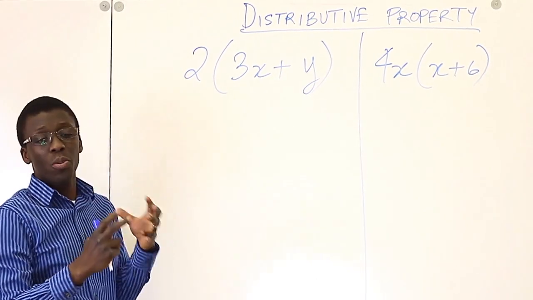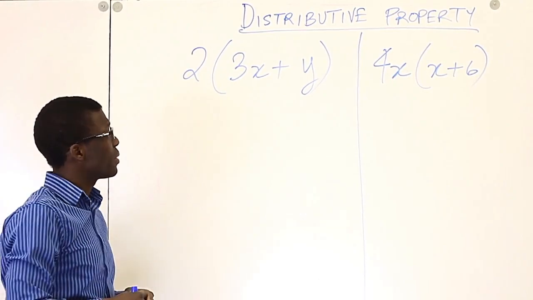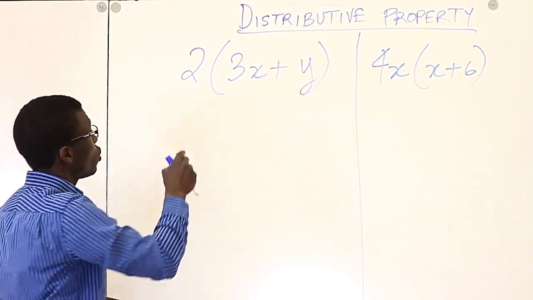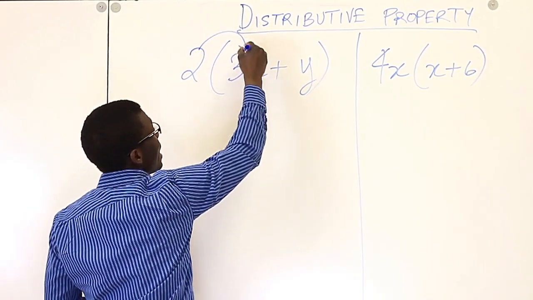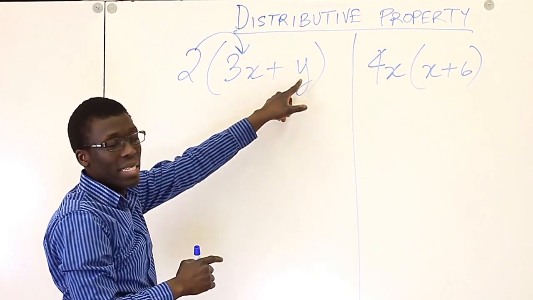So we're looking at the distributive property and how we can use that in solving equations and many other things. I just want to show you the general rule. When you're distributing, you're taking the term outside and multiplying it by the first term inside and then by the second term.